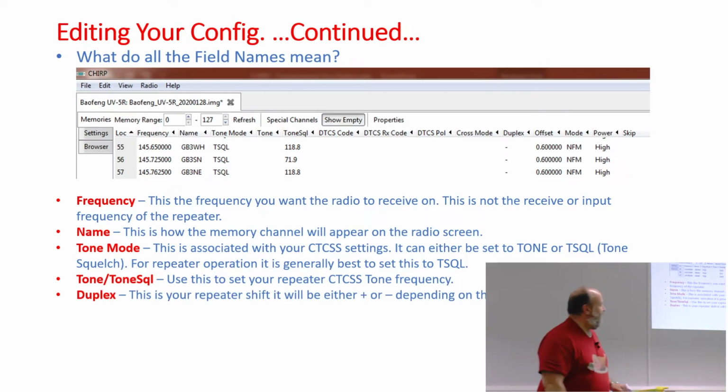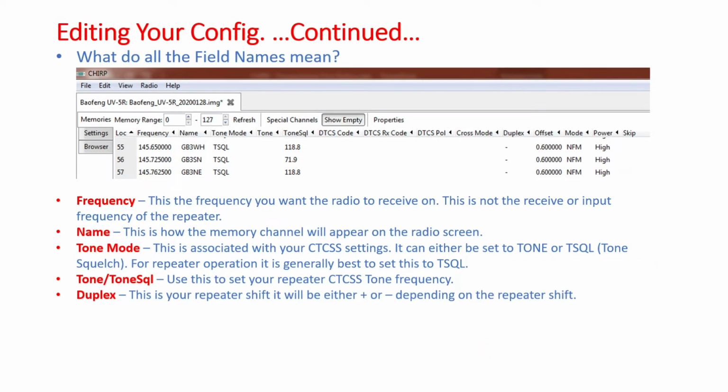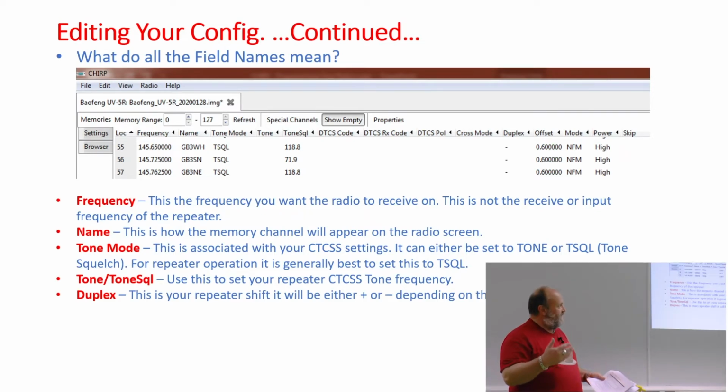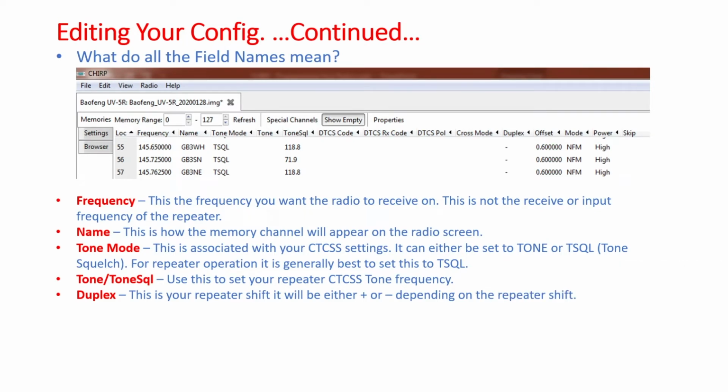The duplex, again, this is for when you're working a repeater. It's actually the shift on the repeater. It'll either be plus or minus. So basically, on repeaters, they operate on an input frequency and there's an output frequency. This tells you what the shift between the two is.